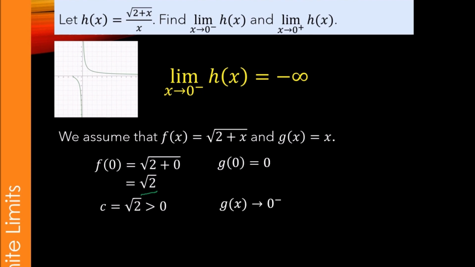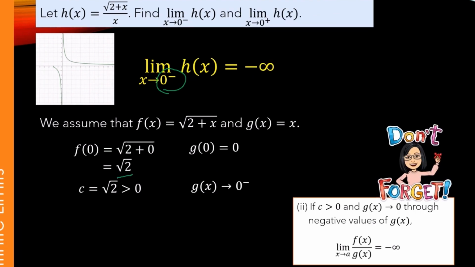But take note that g of x approaches 0 through negative values. So from the given four conditions, we are going to use condition number 2 since c is greater than 0 and g of x approaches 0 through negative values of g of x.